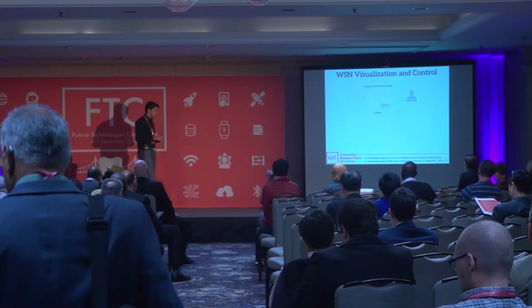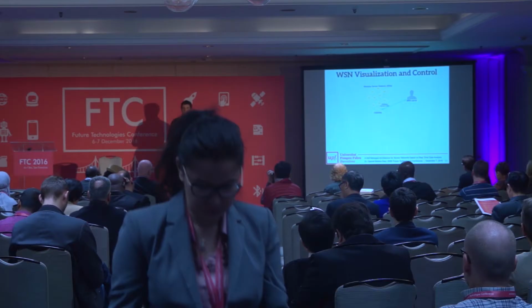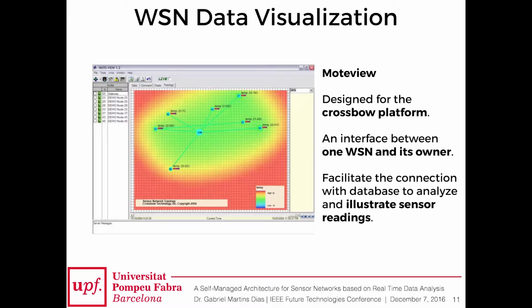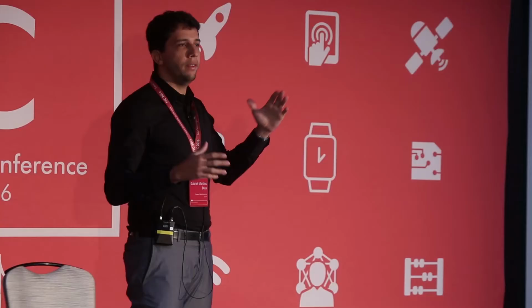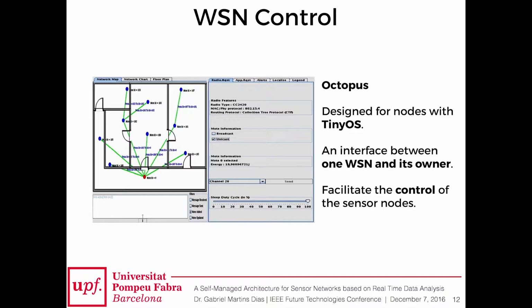When we talk about just one wireless sensor network, we have this idea, as I said. We have the owner who can visualize it, and maybe control the sensor nodes. And there are some solutions to do that. For instance, Remote View is a platform made specifically for the Crossbow motes. It's a specific type of sensor. Using this platform, the owner can control and visualize which data is being retrieved. There is another platform called Octopus, which follows the same idea. One owner can access the data and maybe control what's happening in their nodes.